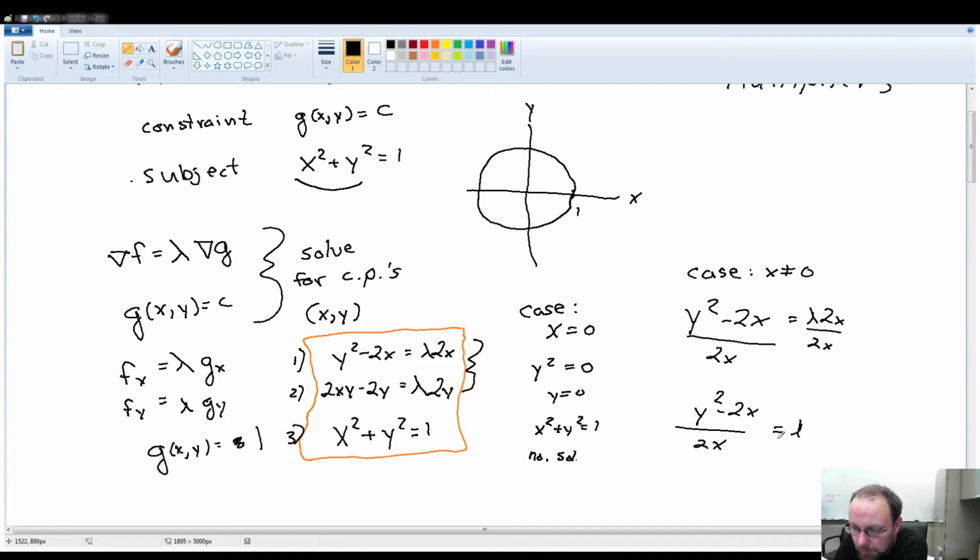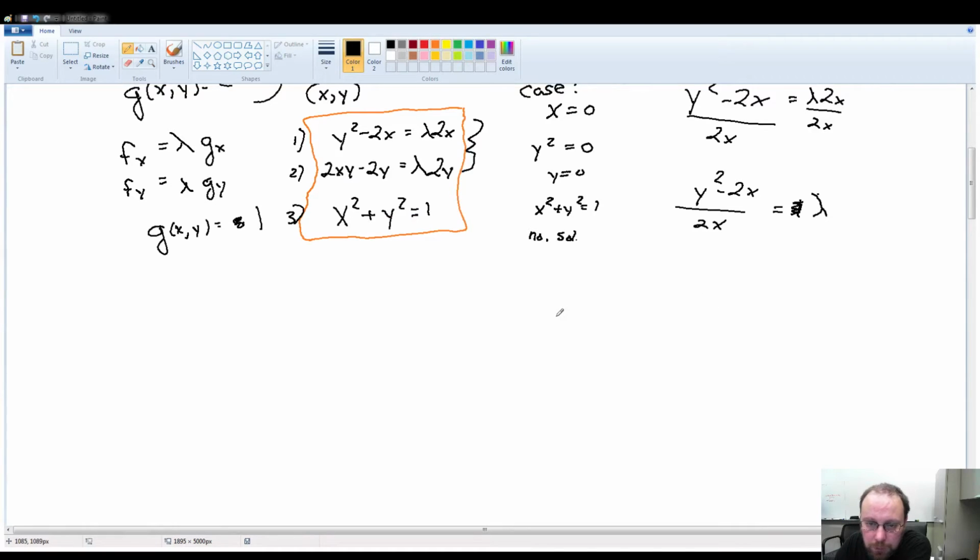And why did I do that? Sorry, I'll scratch that out. I want to do that because I can now replace lambda in the second equation, right? And that'll give me a relationship between x and y. All right, so here's the second equation, equation number 2. And now lambda becomes y squared minus 2x divided by 2x, and that's multiplied by 2y. And after canceling this 2, I'll multiply both sides by x.